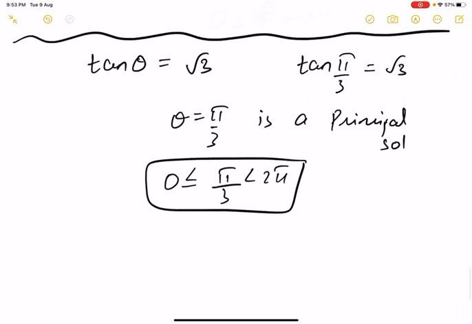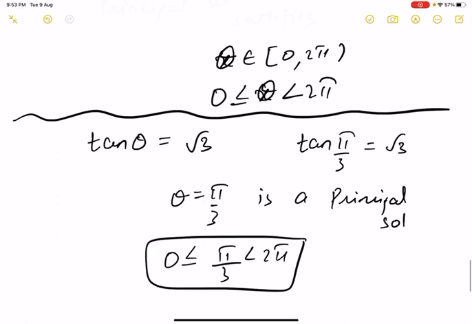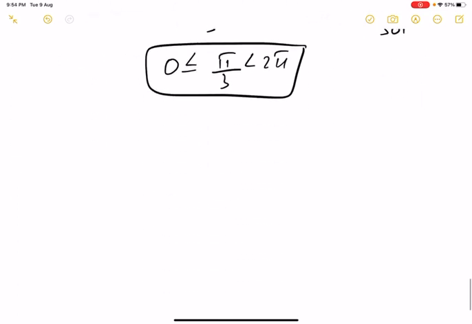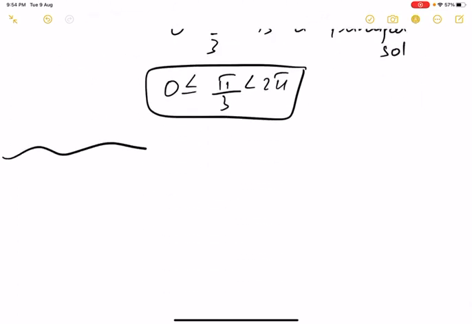And what is the principal solution? Principal solution means a solution which satisfies this condition. And whatever theta value you have, it should be between 0 and 2 pi. 0 is included, but 2 pi is not included. Okay. After that, you study general solutions. What is the meaning of general solution?